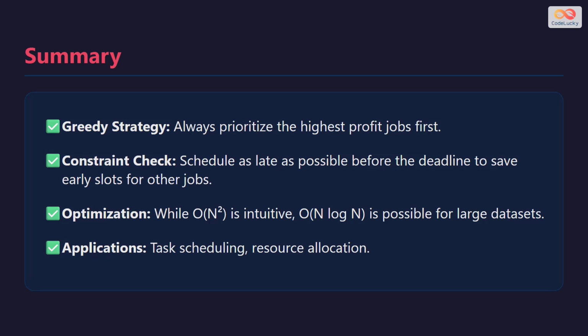To summarize, the job sequencing problem is solved effectively using a greedy strategy by prioritizing high-profit jobs. The key trick is to schedule jobs as late as possible within their deadline to save earlier time slots for jobs with tighter deadlines. This method is widely used in resource allocation and task scheduling scenarios.